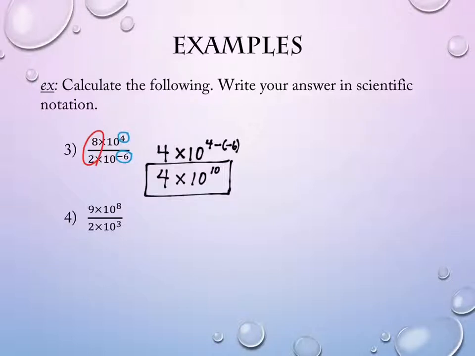Okay, this one is not as pretty because it's 9 and 2. But what is 9 divided by 2? Please don't put it in your calculator. You guys know it. It's 4.5, right? Times 10 to what power? 5. Preston, how'd you get 5? 8 minus 3. Right. 8 minus 3. And this number is in scientific notation, right? Yeah. Any questions on that?